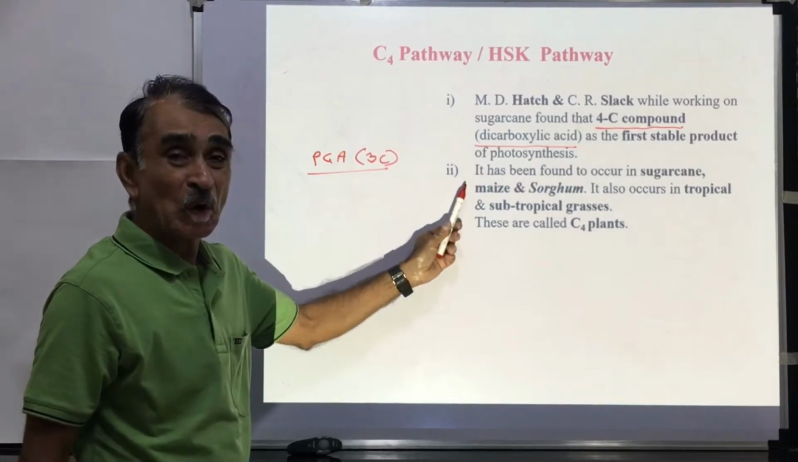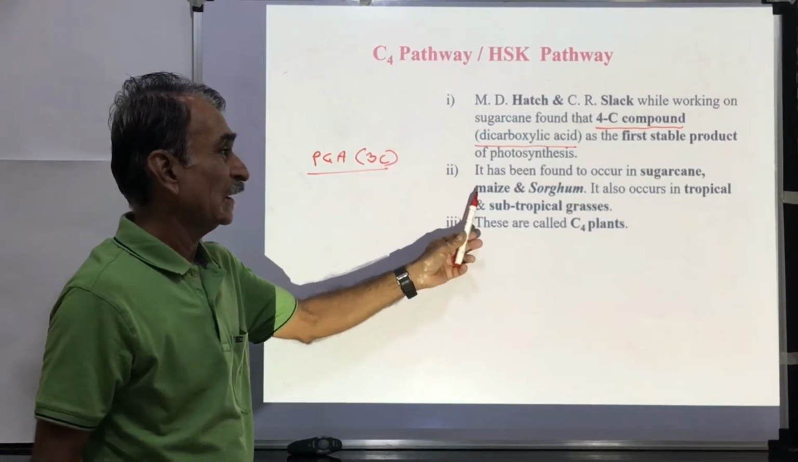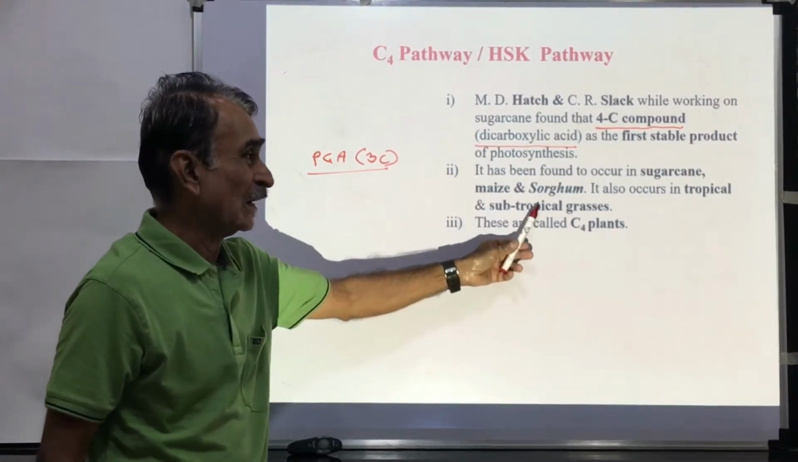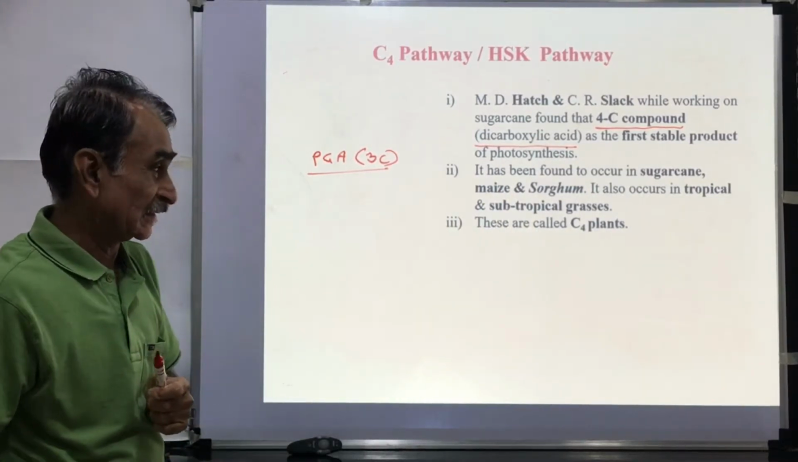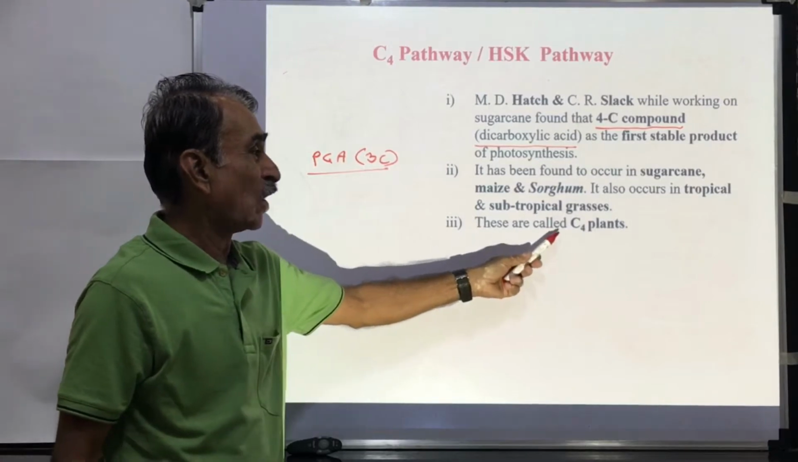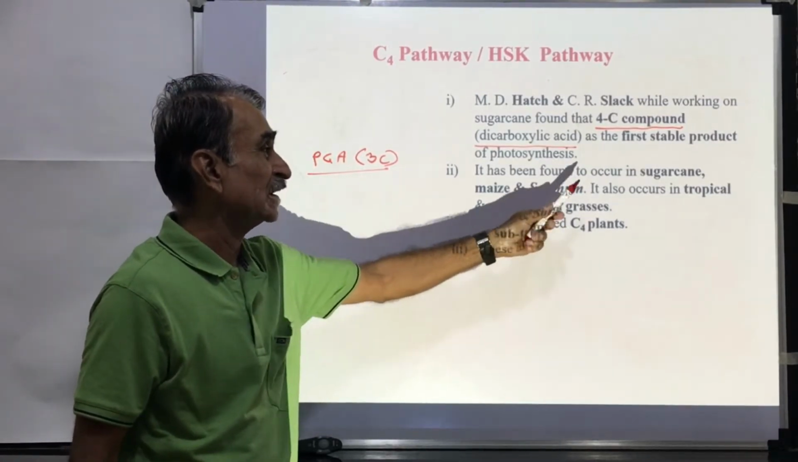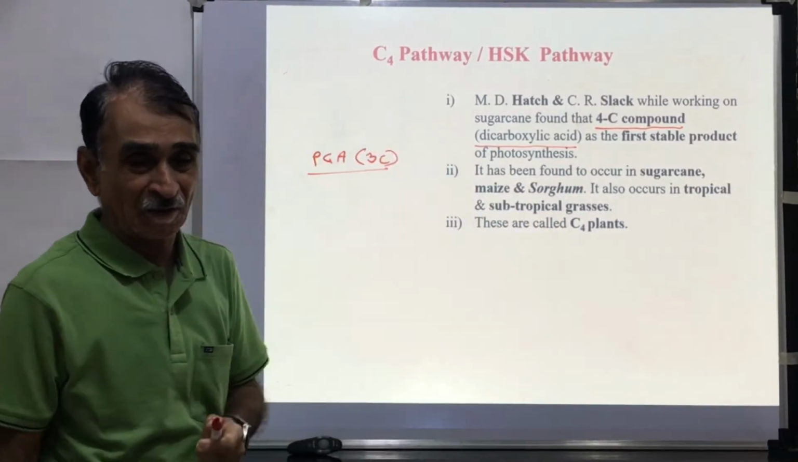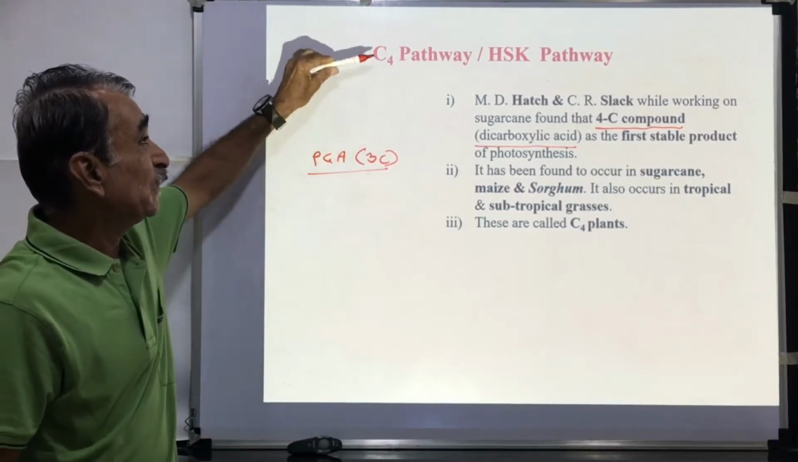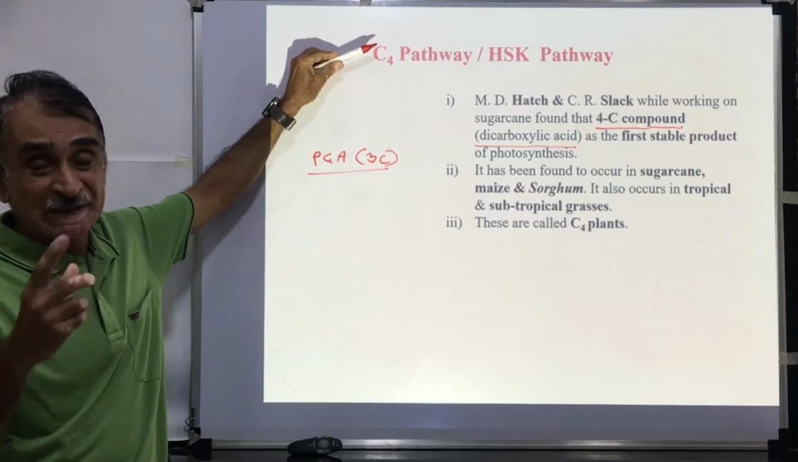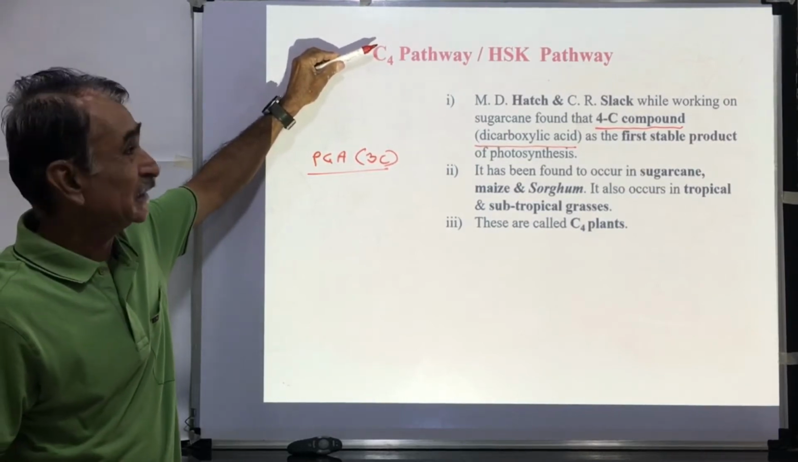It has been found to occur in the sugarcane plant, maize, sorghum. It also occurs in the tropical and subtropical grasses. All these plants, sugarcane, maize, sorghum and tropical grasses, are called as C4 plants. So C4 pathway is the next, or the second, pathway of carbon in photosynthesis.